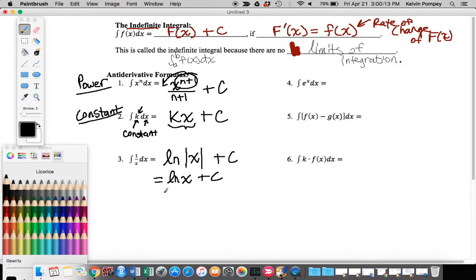And I know that this is true because if I take the derivative of natural log of x, I end up getting 1 over x, which is what I start with here, right? And so that's why the antiderivative of 1 over x dx is natural log of x.